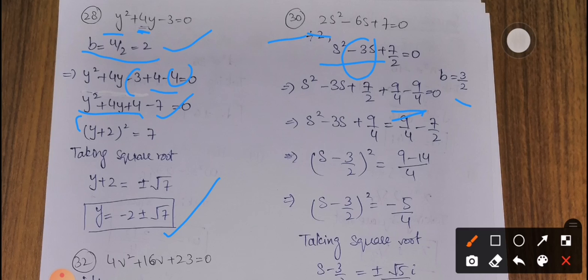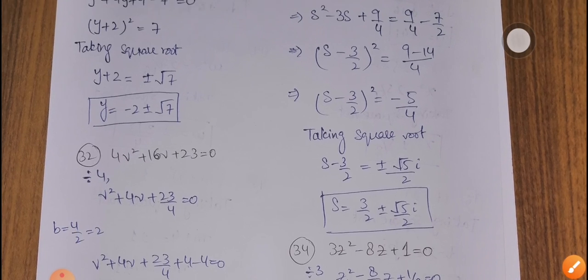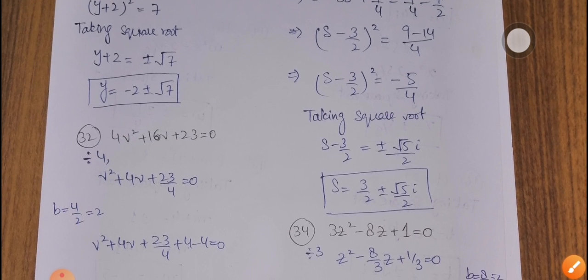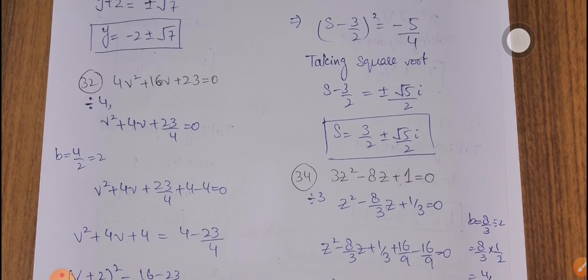Now s square minus 3s plus 9 by 4 will make the perfect square, and we are shifting the other two constant terms to the right hand side, and by taking the LCM we are left with minus 5 by 4. And then we will take the square root on both sides of the equation, and here is the final result, which is 3 by 2 plus minus the square root of 5 iota over 2.